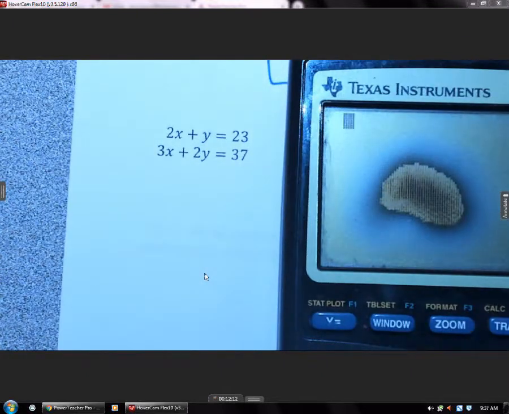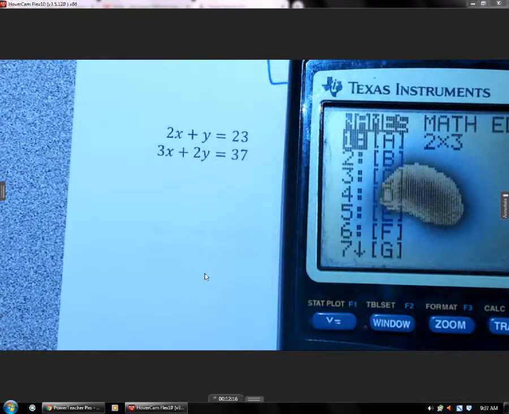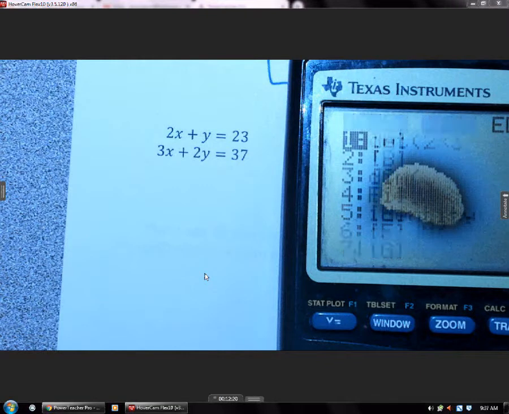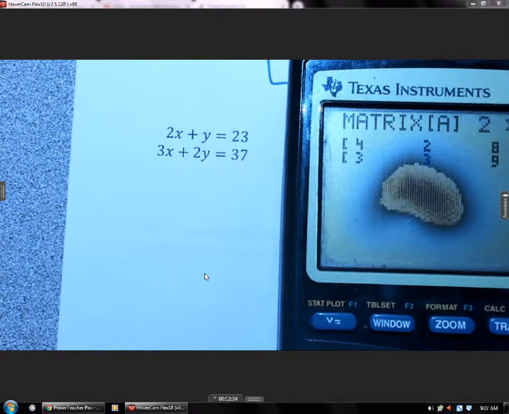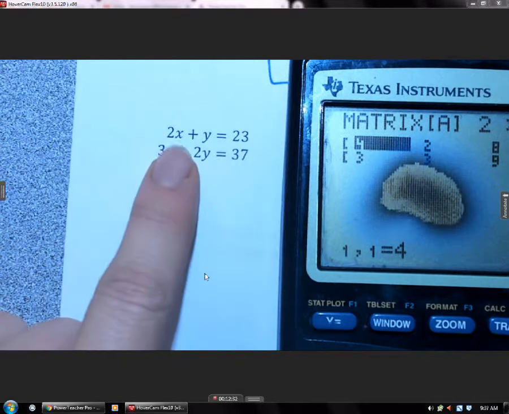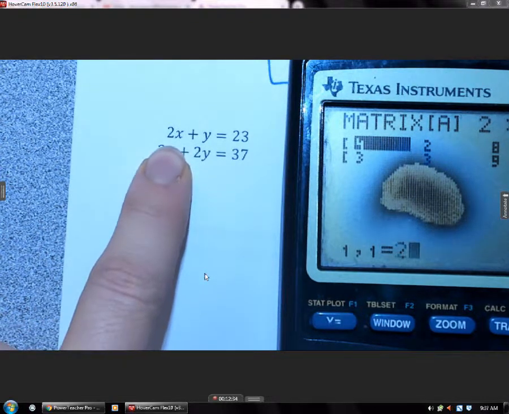What do I push first? Second matrix. Then what? Right arrow twice over to edit. Hit enter. And then the 2, 3, I just push enter, enter, because that's going to stay the same. Now we're just going to type over it. So I'm going to type in 2, enter.